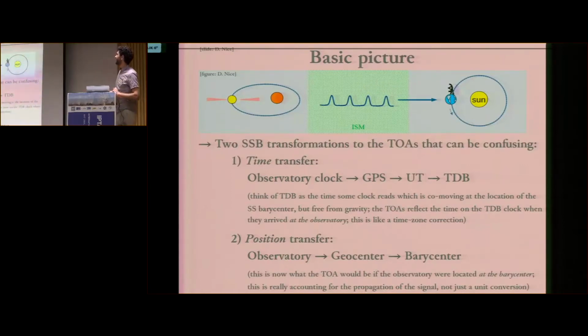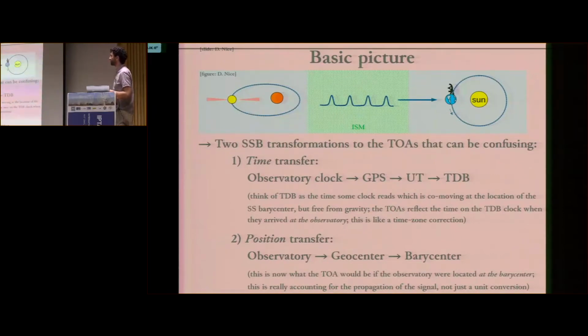But you can think of barycentric dynamical time as the time some clock reads which is co-moving at the location of the solar system barycenter, but which is free from the whole gravity of the solar system. It's a little confusing, but it's basically like I can have a clock right here that is reading off the time of this imaginary clock, right? I can have it right here, and maybe I'm observing some pulses from the pulsar right now, and I can just write down those times. They would be in TDB units. In practice, that's not what's done. We use the observatory clock, and we make this coordinate transformation, this unit conversion, if you will. It's a little bit like a time zone correction, right? You can be in the same place and just know the time somewhere else.